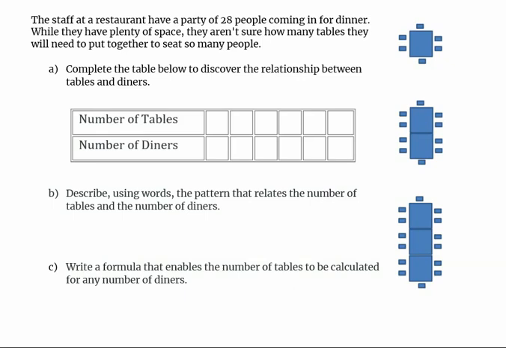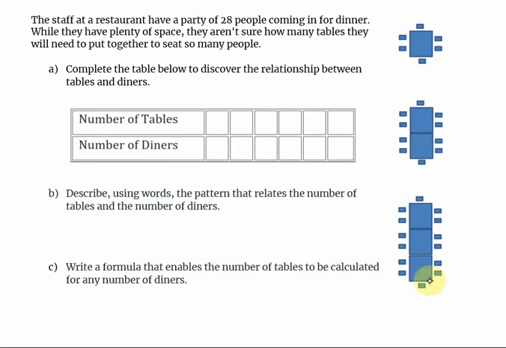In this video, we're going to write an algebraic formula from a pattern described in words that we'll obtain using a table of values. The question says, the staff at a restaurant have a party of 28 people coming in for dinner. While they have plenty of space, they aren't sure how many tables they will need to put together to seat so many people.